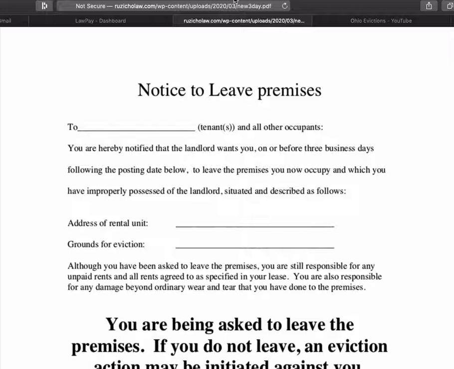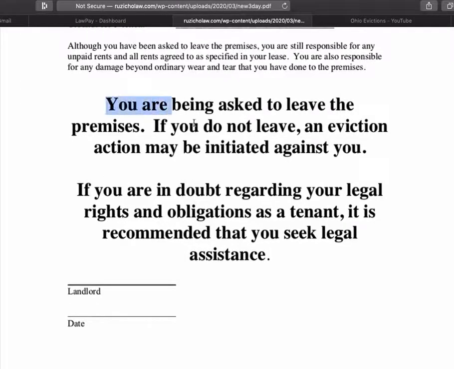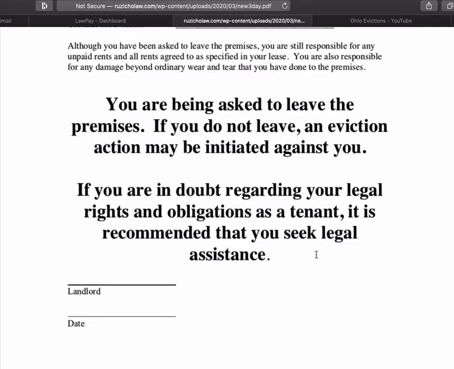Ohio 3-day eviction notice. To fill out an Ohio 3-day eviction notice, I guess before we even get to that, an Ohio 3-day eviction notice must have the following language that I've just highlighted. And it must be in bold or bigger type or both, or somehow set off from the rest of the text in the 3-day eviction notice. So that would be the first thing that you need to check.